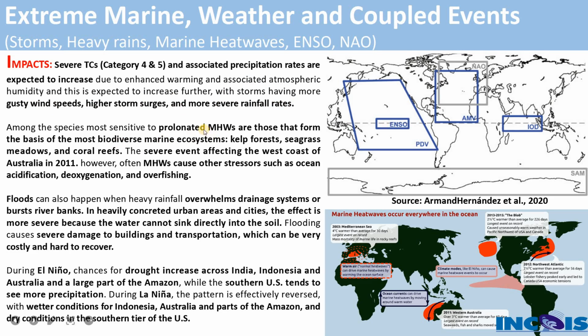And coming to the marine heat wave impacts, the species most sensitive to prolonged marine heat waves are those at the base of the most biodiverse marine ecosystems, like kelp forests, seagrass meadows, and coastal reefs, right? Many severe coral bleaching events occurred, especially in the Great Barrier Reef in Australia, in 2011, 17, and 19. Since the last decade, many massive coral bleaching events have occurred because of this excess warming and the formation of these marine heat waves.